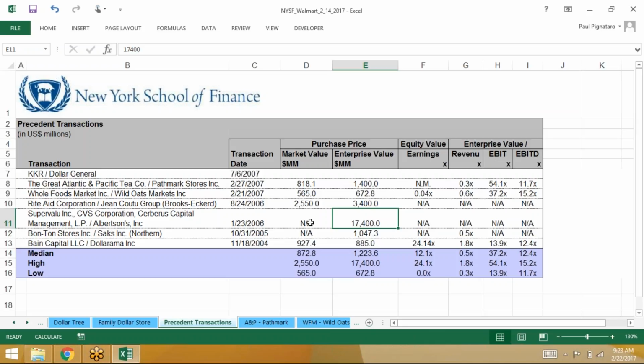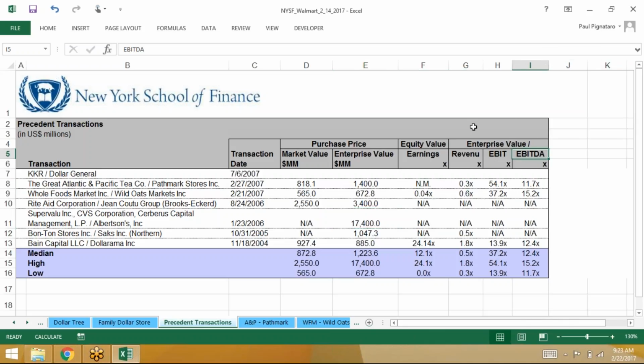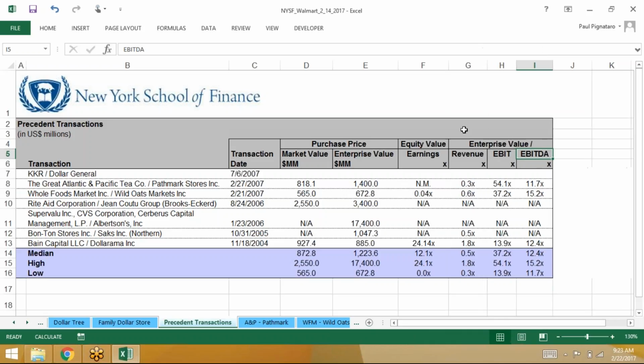Mm-hmm. On the most right side, the enterprise value, there's revenue, EBIT, EBITDA. All those are explained. The second column, the enterprise value, are the how many times.